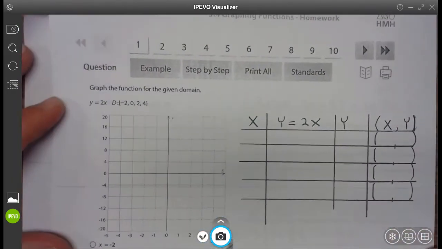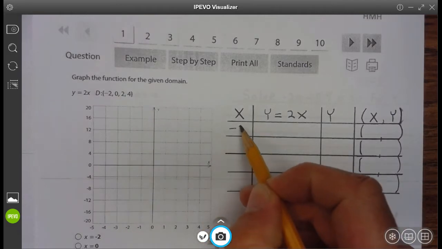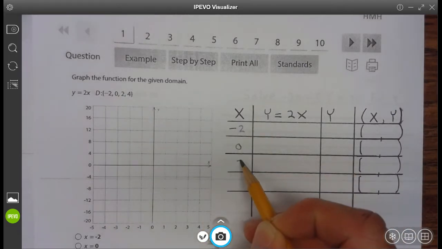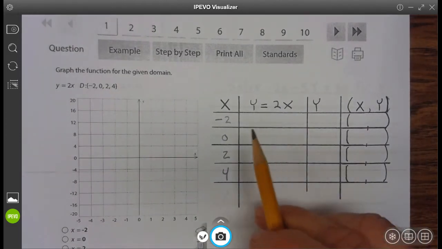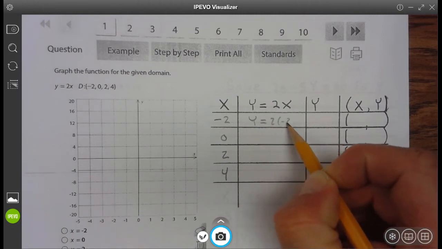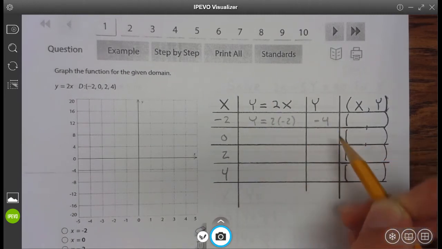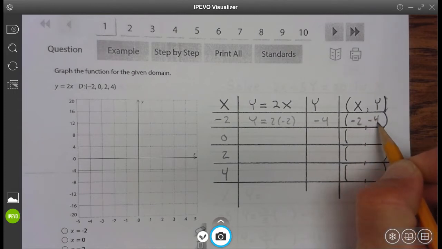Take a look at example number 1. Graph the function for the given domain. Y equals 2x when the domain is negative 2, 0, 2, 4. Well, domain is x, so the x values are negative 2, 0, 2, 4. Okay, so we're going to input the x into the function, so that's y equals 2 times negative 2, which is negative 4. So the point is negative 2, negative 4.